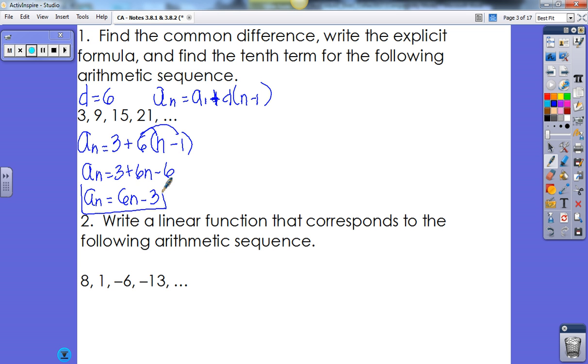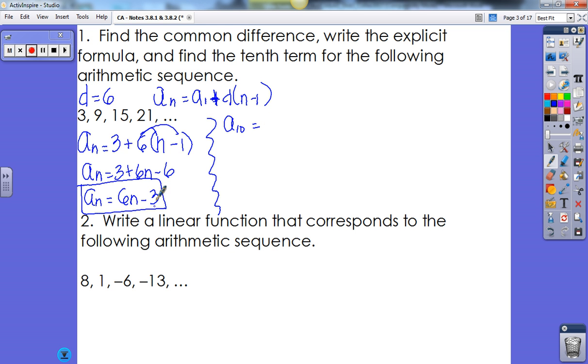Now notice this is a linear function because we basically have y equals mx plus b. Now it asks me to find the 10th term, so I'm going to plug in my n value of 10. So I'm looking for the 10th term.